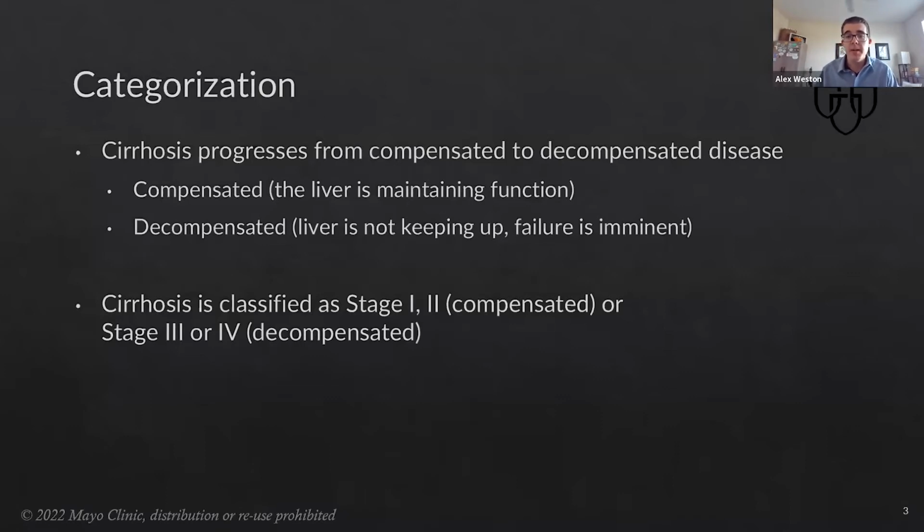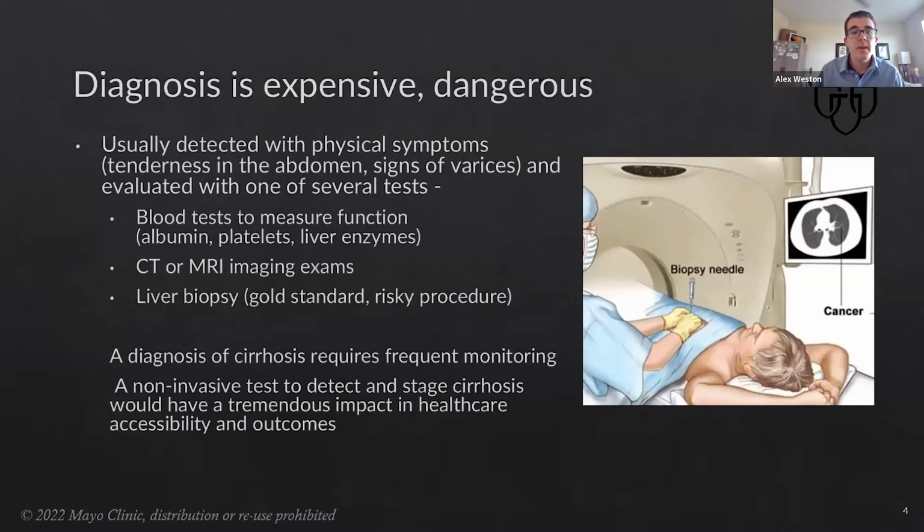One thing I want to mention: cirrhosis is a chronic condition. So often patients will persist in compensated disease until they get some stress such as infection or some other cause which will push them into decompensated disease, which now is an emergency. Cirrhosis is usually detected in the clinic with physical symptoms such as tenderness in the abdomen or signs of varices, and is evaluated with several clinical tests.